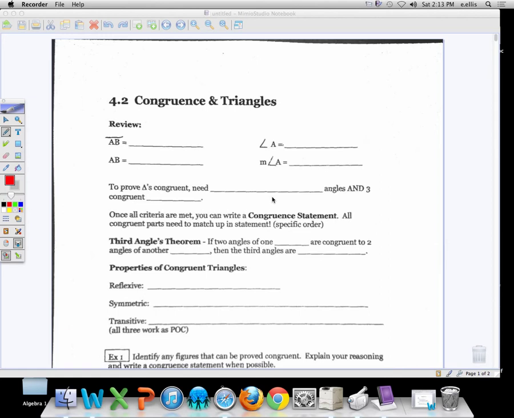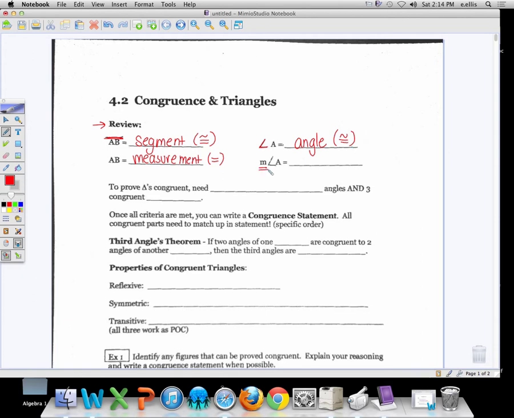First of all, I want to review just kind of notation with you. At the top here, review. If you have AB with the bar on top, they are talking about a segment, and segments are congruent. An AB without the bar on top is referring to the measurement of AB. Measurements are equal. Same thing happens with the angles. If you have the angle A, then it's referring to the actual object itself, and angles are congruent.